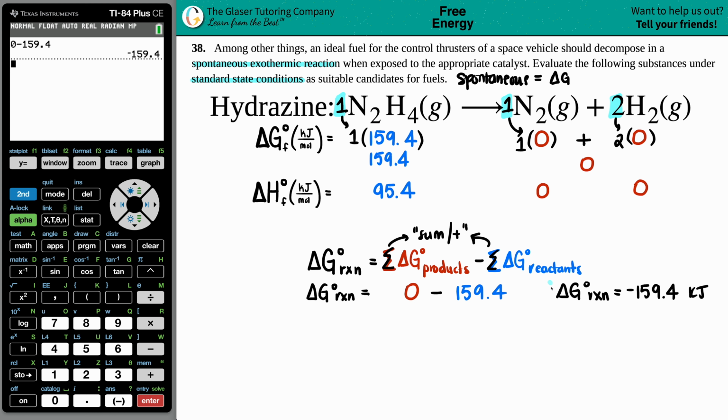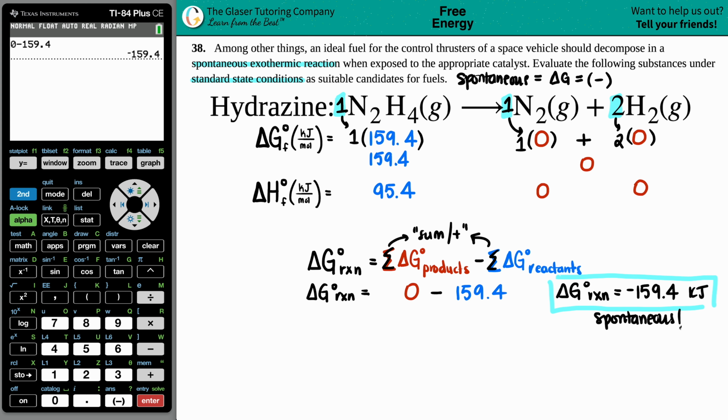Okay, so we have a delta G answer of a negative value. Is this a spontaneous delta G? Well, remember, spontaneous means that I don't need any additional external energy source to get this going. That's why it's a great candidate for fuels. And always a negative delta G will be the spontaneous one. Positive delta Gs are non-spontaneous. Since we have a negative here, we're halfway there. This is proven to be spontaneous.